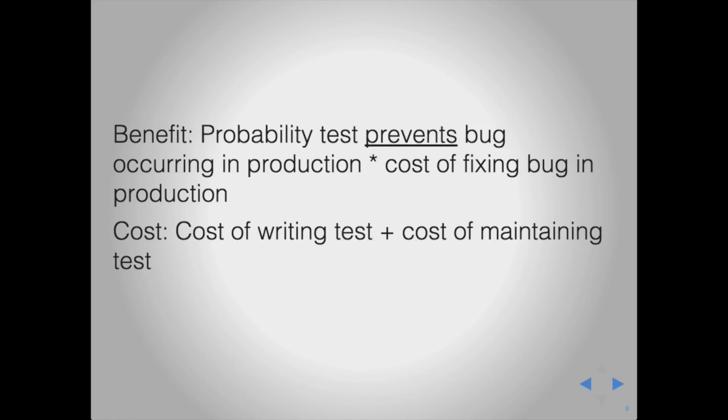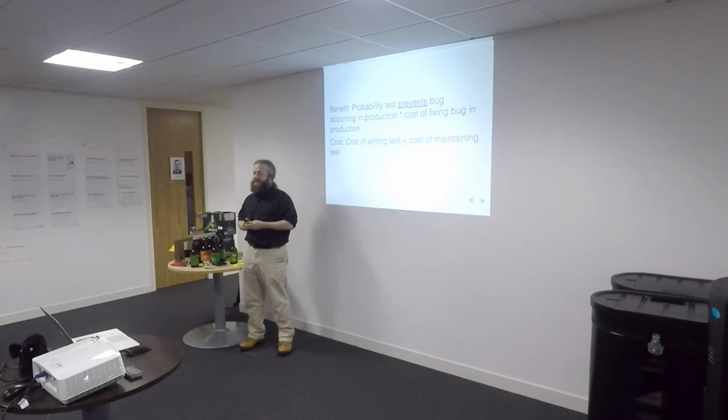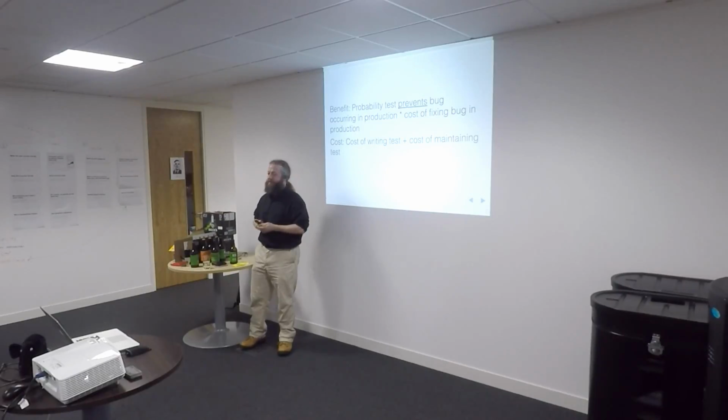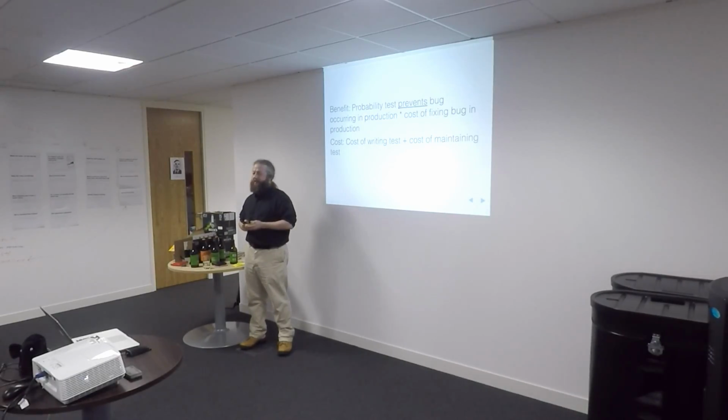But breaking it down even more, the benefit of unit tests is approximately equal to the probability that a unit test prevents a bug in production, multiplied by the cost of fixing the bug in production, and the cost is the cost of writing the test and the cost of maintaining that test.